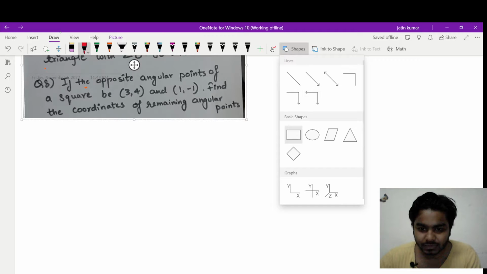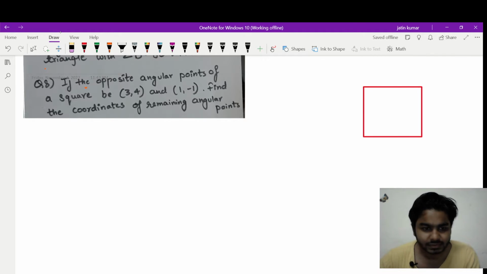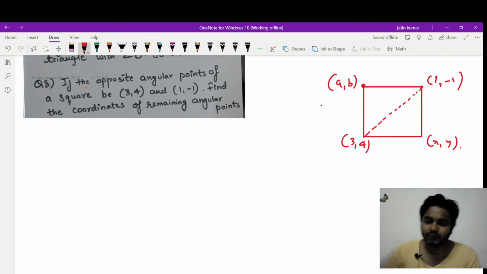Okay, let me draw a square here. So this is a square and we are given opposite angular points. It means, let me draw a diagonal. So this is 1 comma minus 1 and this is 3 comma 4, and we need to find x comma y and also this point. Let's call that a comma b, right? So we need to find these two coordinates, and we are given these two opposite angular points. Okay, let's name it a, b, c and d.